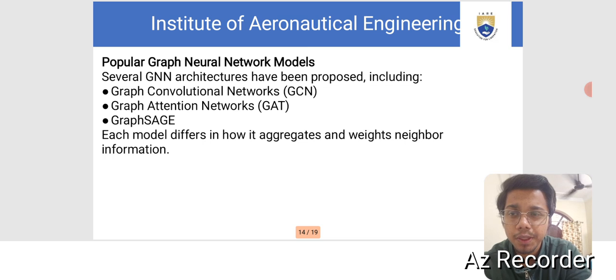Popular graph neural network models. Several GNN architectures have been proposed, including Graph Convolutional Network (GCN), Graph Attention Network (GAT), and GraphSAGE. Each model differs in how it aggregates and weights neighbor information.